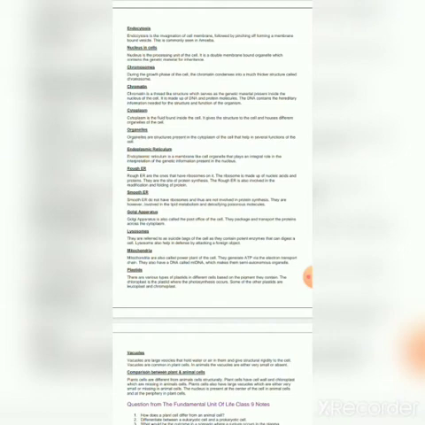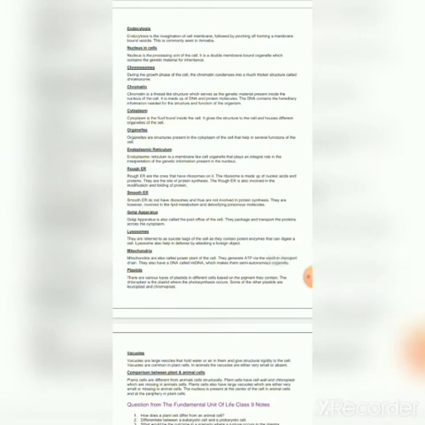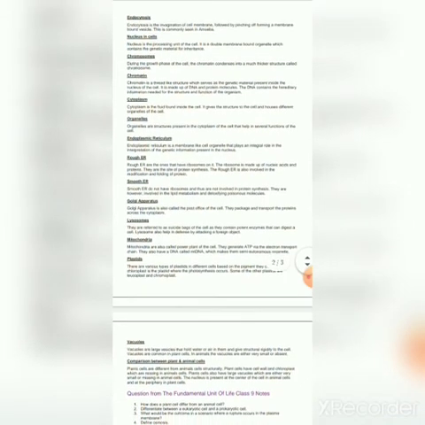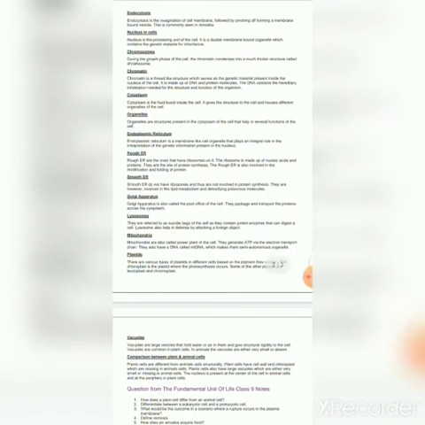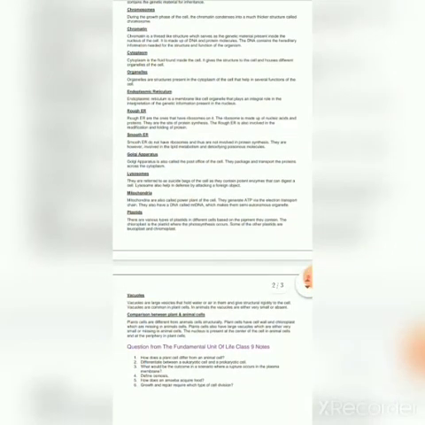Now is endoplasmic reticulum. Endoplasmic reticulum is of two types, smooth endoplasmic reticulum and rough endoplasmic reticulum. Smooth endoplasmic reticulum is basically a membrane-like cell organelle that plays an integral role in interpretation of the genetic information present in the nucleus. Rough endoplasmic reticulum are those that have ribosomes on it. And the ribosome is basically made up of nucleic acids and proteins, and they are the site for protein synthesis, that is making of protein. The rough endoplasmic reticulum is also involved in the modification and folding of protein.